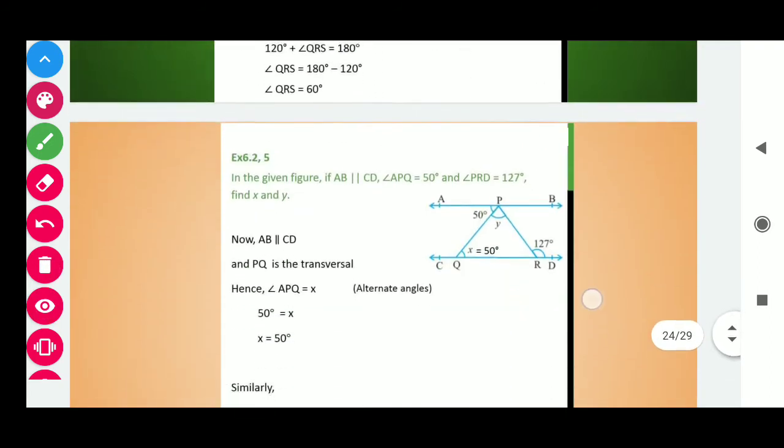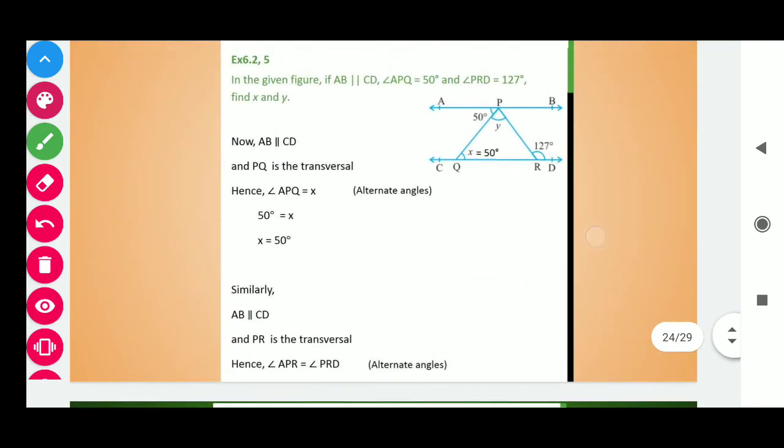Now students, move to the next question. Here we have the fifth question. It is a very easy question students, you can see here. In the given figure, if AB line is parallel to CD, you can see here AB is parallel to CD and angle APQ is 50 degree. Angle PRD is 127 degree. And we have to calculate these values x and y.